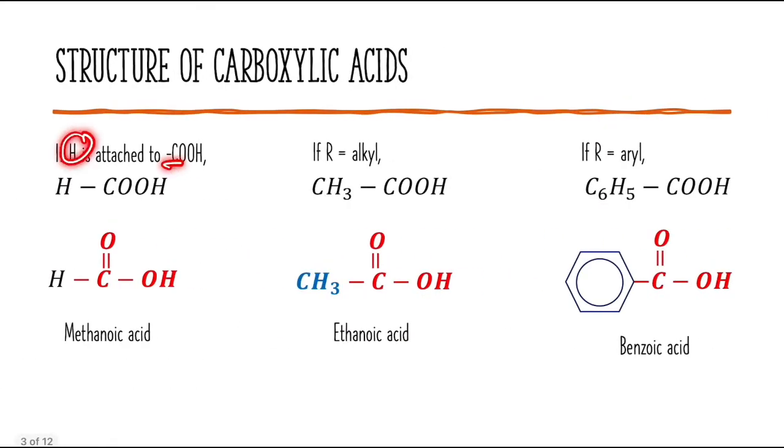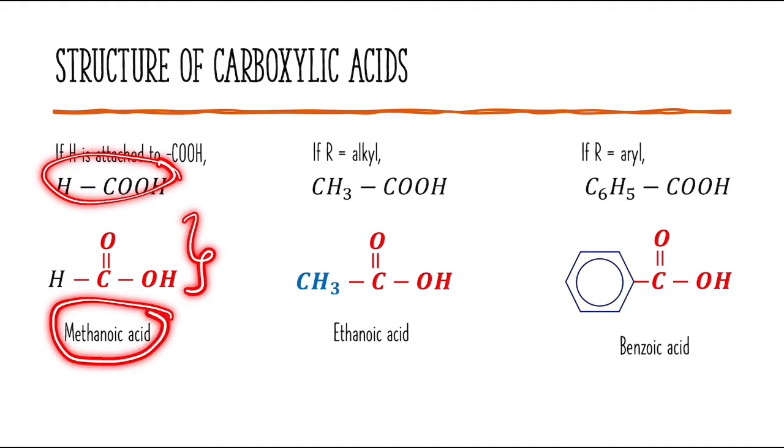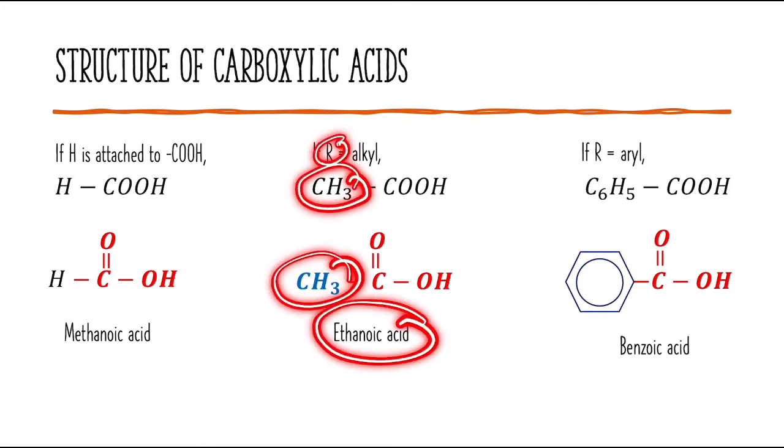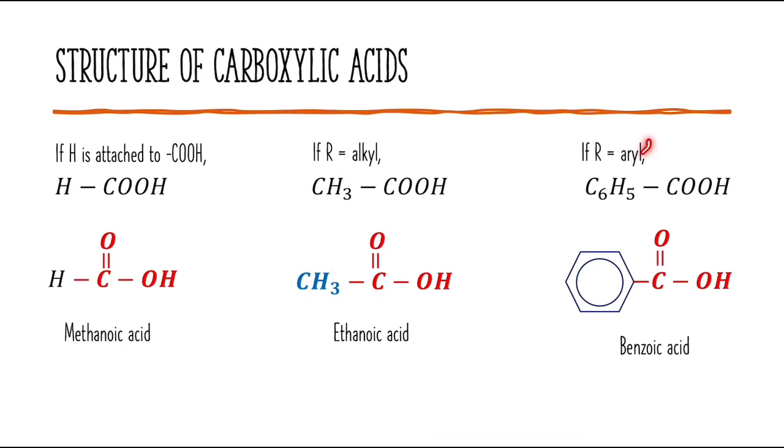If the H is attached to COOH, the name of the carboxylic acid is methanoic acid. If R is an alkyl, for example CH3, the name of the carboxylic acid is ethanoic acid. And if R is an aryl, for example C6H5 attached to the COOH, the name of the carboxylic acid is benzoic acid, or phenyl carboxylic acid.